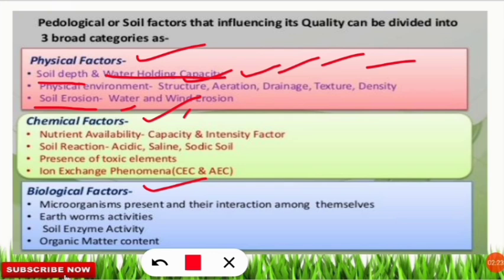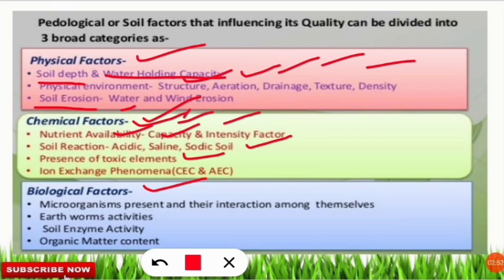Next is the chemical factor. The nutrients available in the soil, their capacity and intensity factor also help to determine the quality of the soil. The soil reaction, that is the acidic nature or saline nature of the soil. You all will learn about all these techniques, don't worry. Next is what quantity of toxic elements are present. You should analyze all these things mostly before doing agricultural activity.